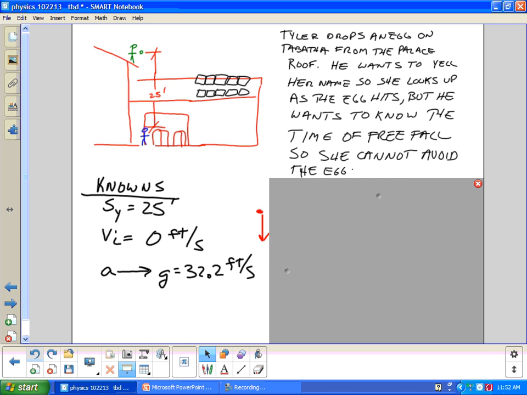You mean 9.81, you mean? Yeah. Listen, 32.2 is feet per second squared, 9.81 is meters per second squared. So it depends if you're in SI or English. So you use 32.2 because you go with feet.